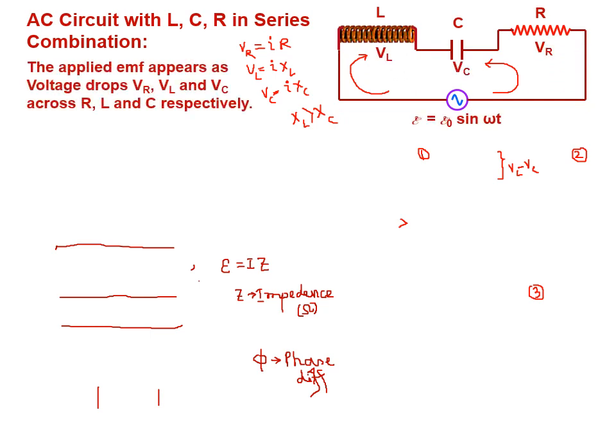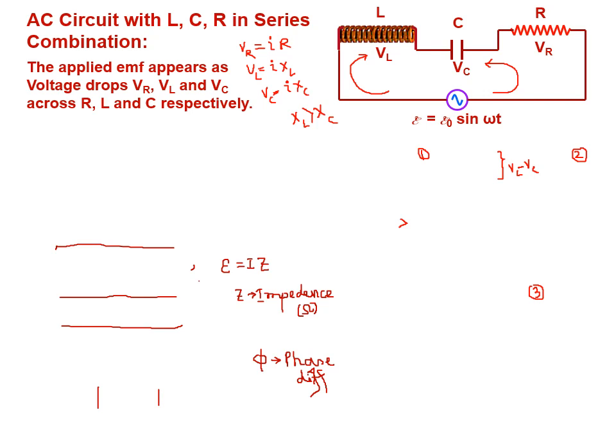Now this is the most important topic, that is the RLC circuit or series RLC circuit. In the series RLC circuit, the applied voltage is E equal to E naught sine of omega t. Then VL, VC and VR are the three voltages generated across L, C and R. They are in series. But remember, though they are in series, VL plus VC plus VR is not equal to E, because they are out of phase and their directions are not the same.